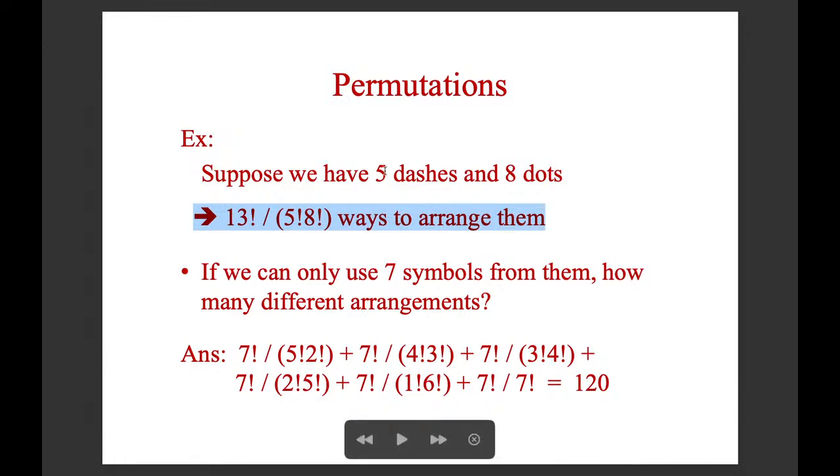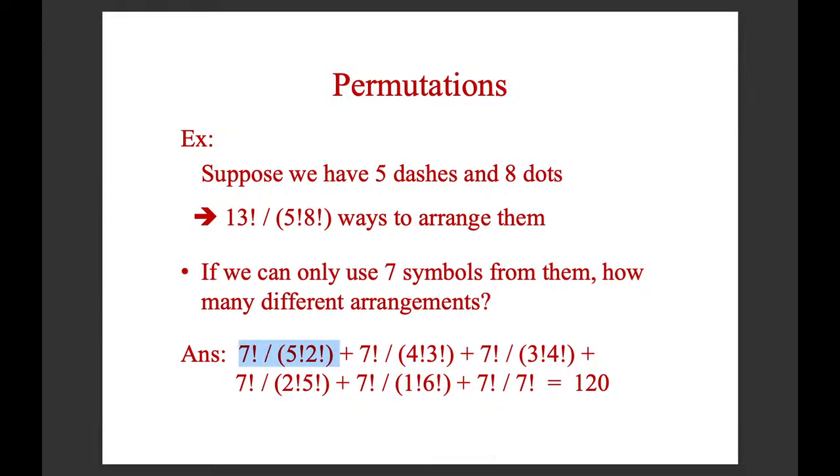When we have 5 dashes, then we must have exactly 2 dots because we have 7 symbols in total. The number of these arrangements will be 7 factorial divided by 5 factorial and 2 factorial. This corresponds to the number of messages with exactly 5 dashes and 2 dots. Similarly, this part corresponds to exactly 4 dashes and 3 dots, this one exactly 3 dashes and 4 dots, exactly 2 dashes and 5 dots, exactly 1 dash and 6 dots, and finally exactly 7 dots. Once you can list out this formula, then we get the result.